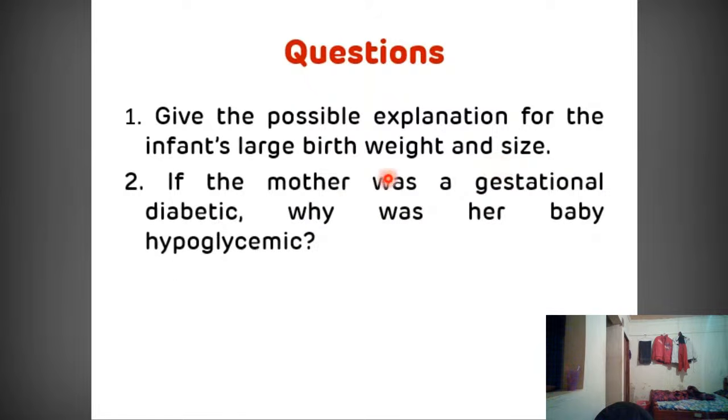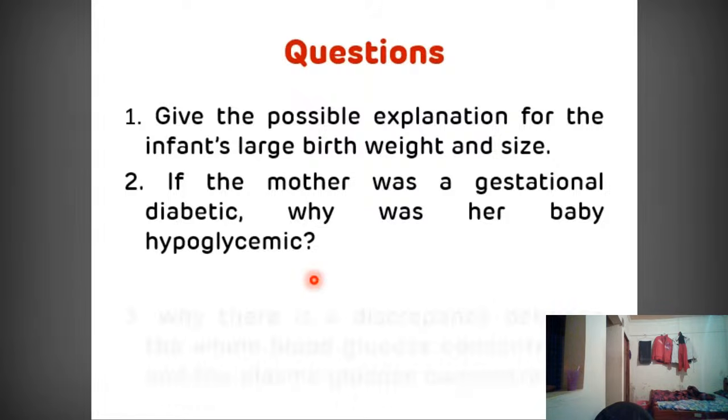Question number 2. If the mother was gestational diabetic, why was her baby hypoglycemic? So there are two reasons for that. As there was more insulin secretion from the baby, that leads to hypoglycemia. Fine. And the second reason is that as soon as the umbilical cord is cut, that leads to hypoglycemia. Fine. So those are the two possible reasons why the baby was hypoglycemic.